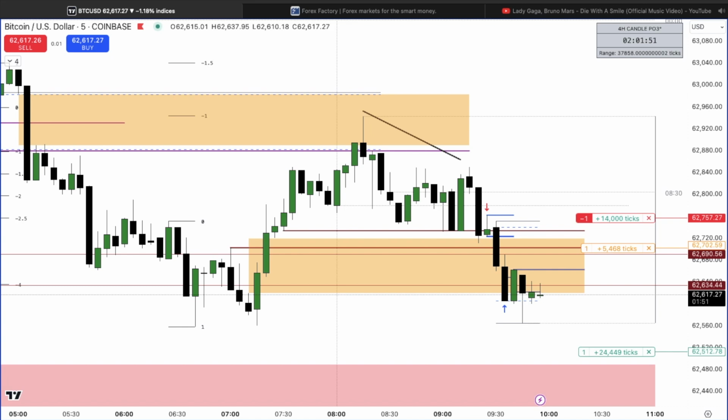Alright, so we're about to go into this 10 a.m. open, so I'd love to see the 10 a.m. open respect bearish order flow, please.